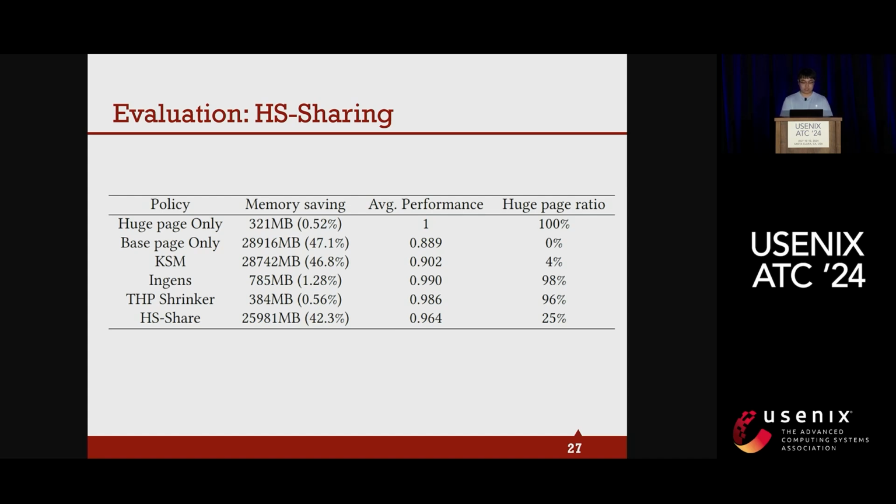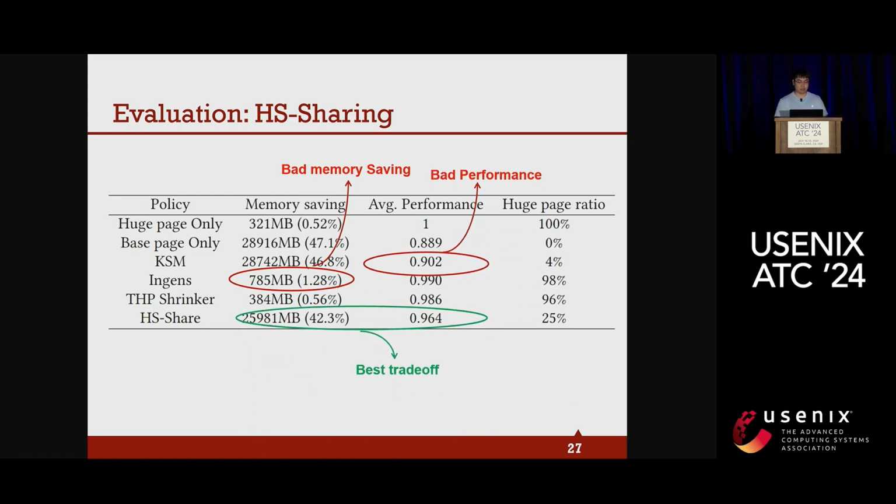In the page sharing scenario, we found that previous policies have a trade-off between memory saving and performance, either preserving performance with poor sharing or having low performance with extensive sharing. HugeScope effectively balances both, maintaining considerable performance and memory sharing.